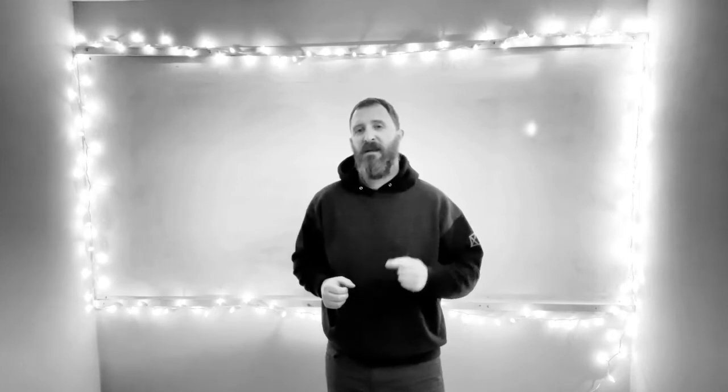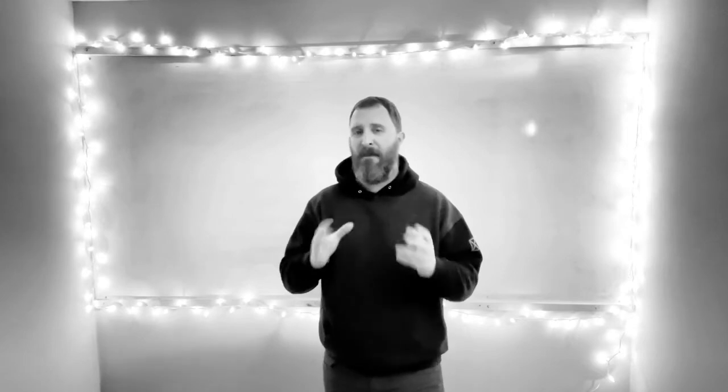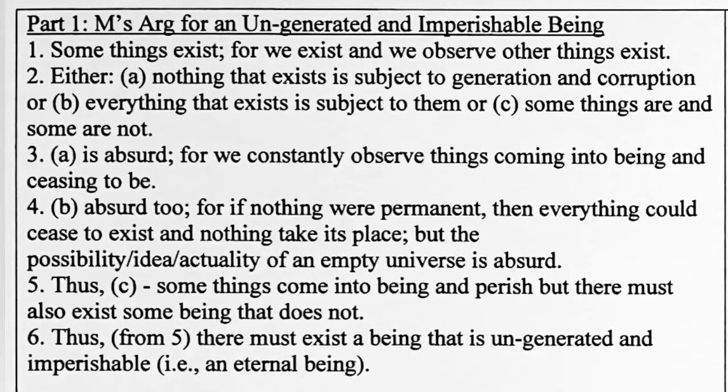So now let's look in some detail at the first part of his argument for the existence of God, which is his argument for the existence of an ungenerated and imperishable being. Okay, here's the first part of Maimonides' argument for the existence of God. Again, it's going to be an argument for an ungenerated and imperishable being. Premise one starts off very simply. Some things exist. For example, we exist, right? And we observe that other things exist. So there are existing things.